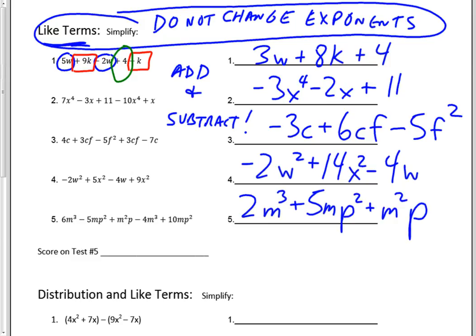The ordering doesn't really matter. You could have the 8K first and the 3W second. What matters is the sign in front of them. Make sure that's positive, positive, positive. That should be negative. That should be negative. That should be positive. It's considered better to put higher exponents to the left. And that's how it will show up on the SOL test. But if you had the 5f squared first, that's fine. That was right.